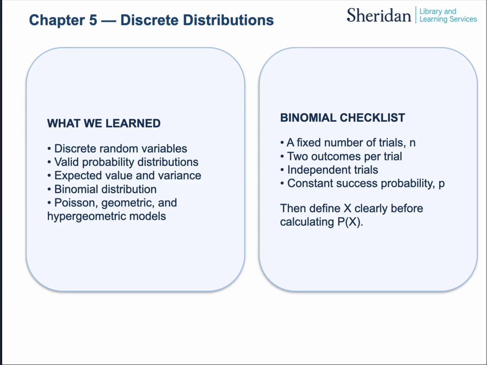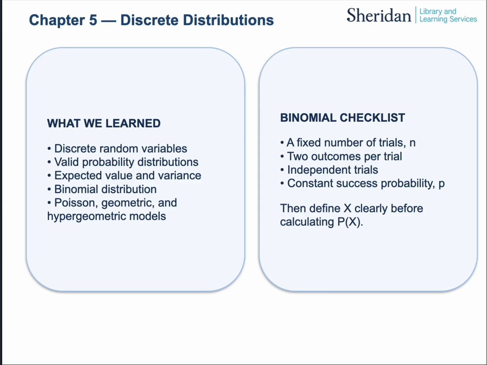We also learned the geometric distribution. The key here is that we're interested in the first success. For example, how many times do we need to flip a coin before getting the first head? Notice that we're no longer counting the total number of successes. Instead, we're asking how long it takes until the first success occurs.